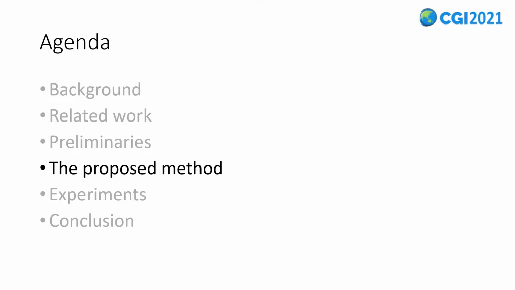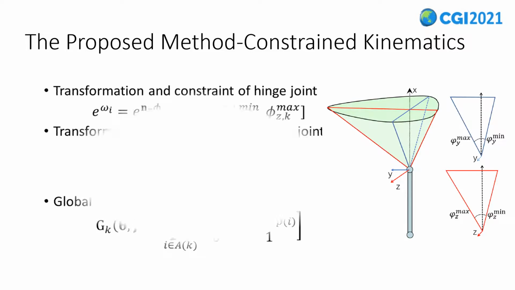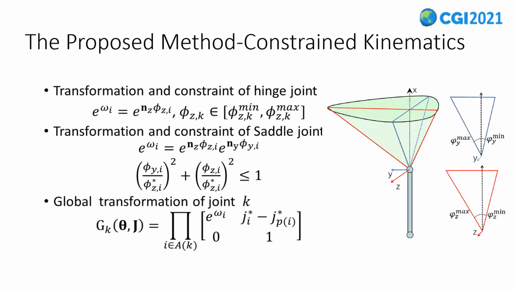The fourth part is our proposed method. First, constraint kinematics for hinge joint and saddle joint are listed as below. We can express the rotation matrix of hinge joint as the first formula, with nz a unit vector along the z-axis and phi zk between phi zk min and phi zk max, where E is called the Rodrigues function.